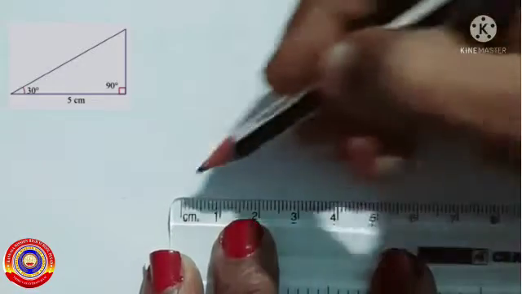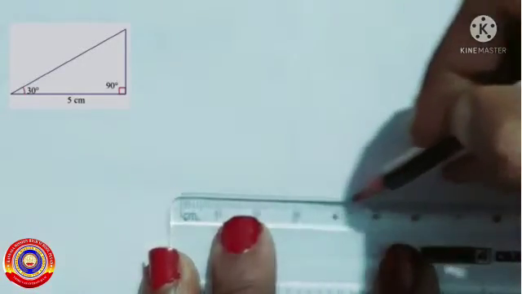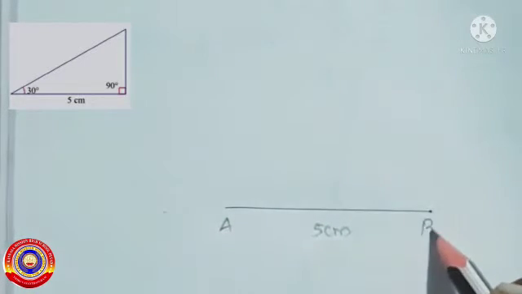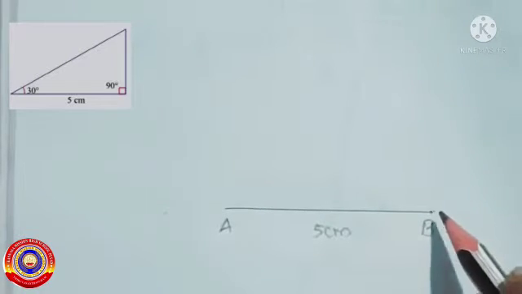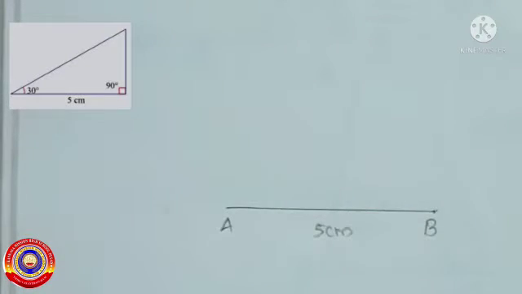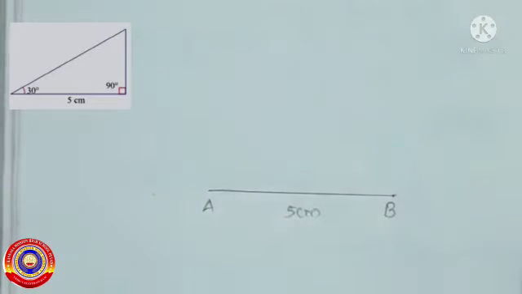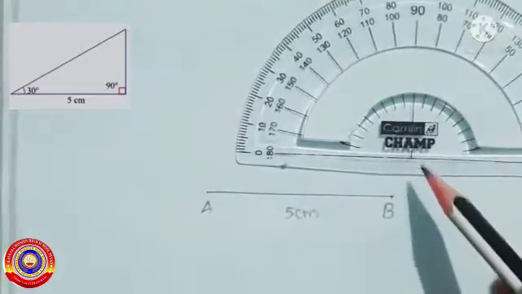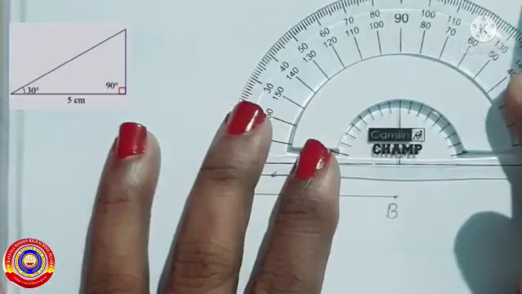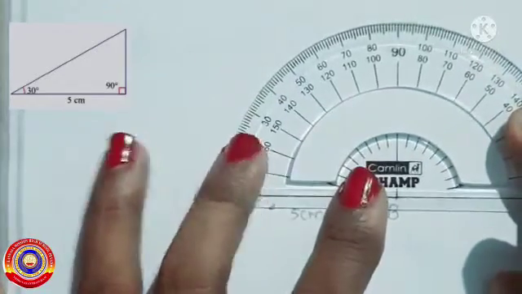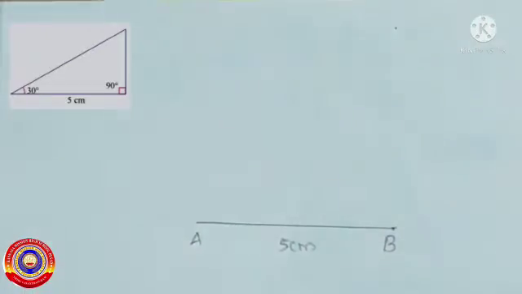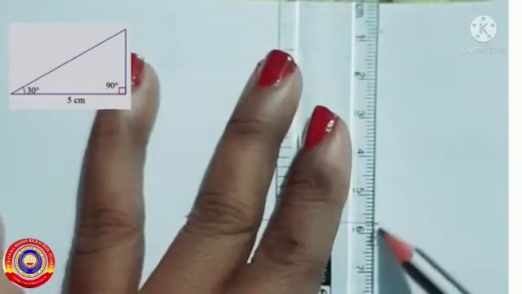First of all, take a ruler and draw a line segment of length 5 cm. Then mark the endpoints A and B. From the endpoint B, draw an angle of measure 90 degrees. Take a protractor, place it over the point B such that the base line of the protractor touches the line AB. Now mark a point at 90 degrees. Then draw a line joining these two points.